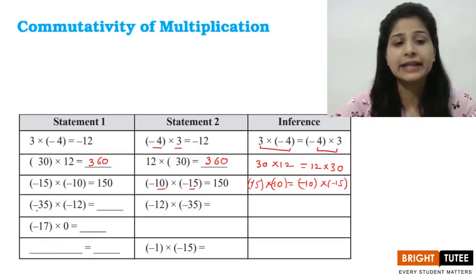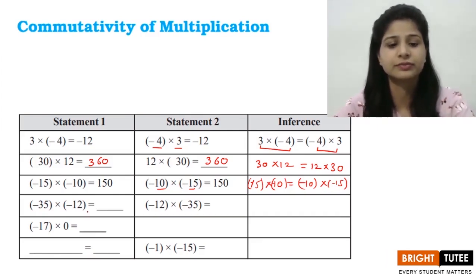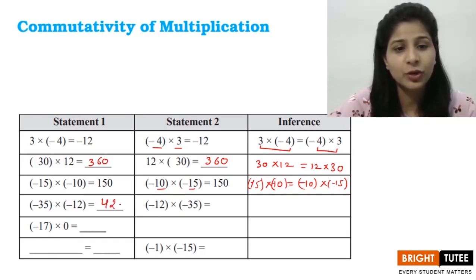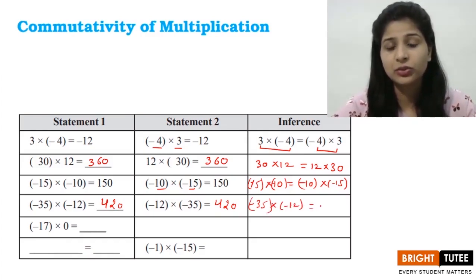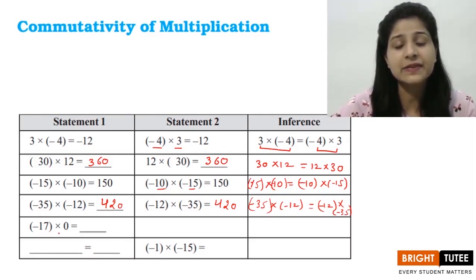Next one, minus 35 and minus 12. You see again both are negative, answer is going to be positive, that we are pretty sure of. So multiplying 35 and 12, we will be getting 420. Similarly 12 and 35 will give us 420 and it will be positive. So we can say minus 35 into minus 12 is equal to minus 12 into minus 35. Clear?